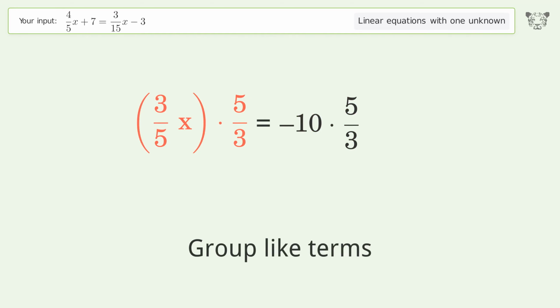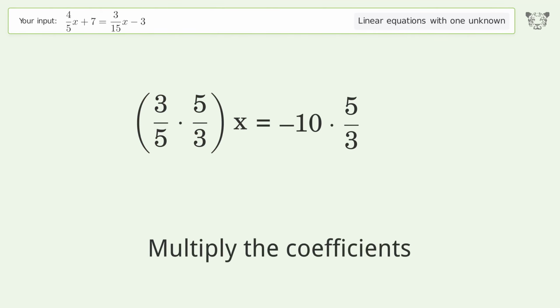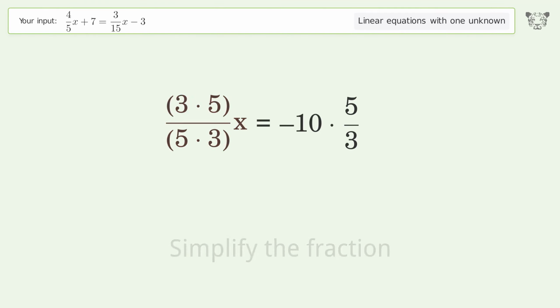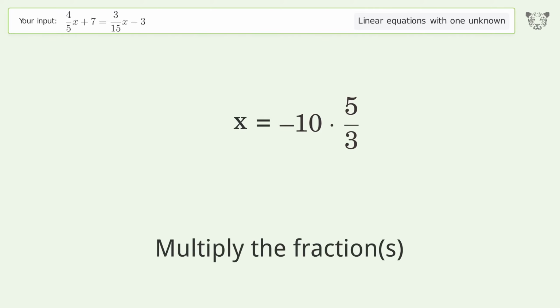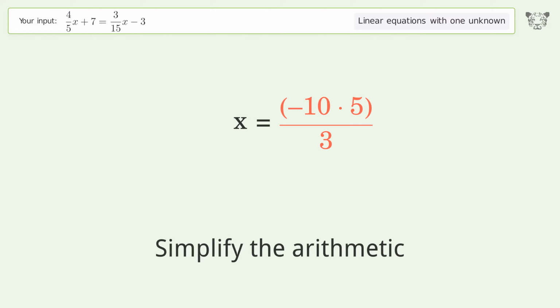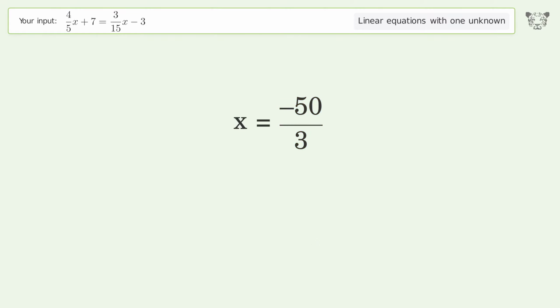Group like terms. Multiply the coefficients. Simplify the fraction. Multiply the fractions. Simplify the arithmetic. And so the final result is x equals -50/3.